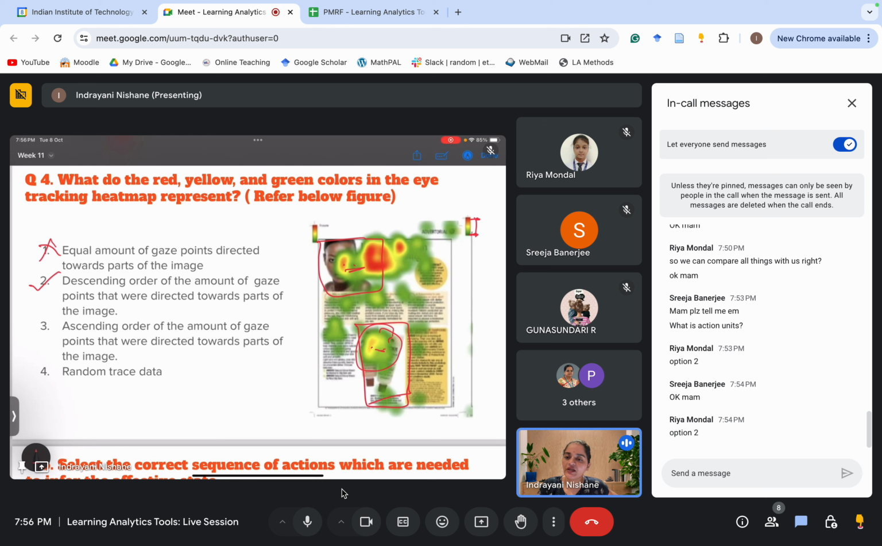Option 3 says ascending order of the amount of gaze points that were directed towards the part of the image. It is not ascending but descending. The most eye gazes are depicted through red color and the least number of eye gazes are green color, and no eye gaze is blank. The order mentioned here is red, yellow, green. That's why descending is correct and ascending order is wrong. Now random trace data, no, it is not random trace data, it is the amount of eye gaze data. This is also wrong. So the correct answer is option 2.